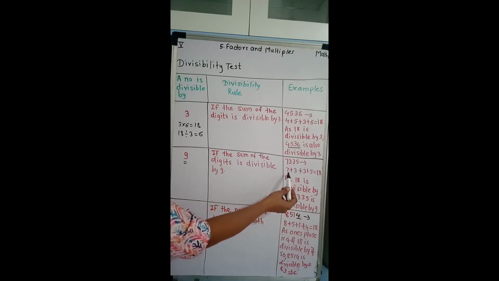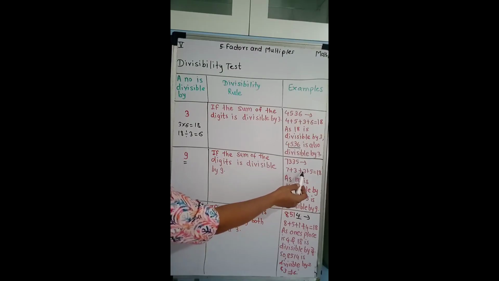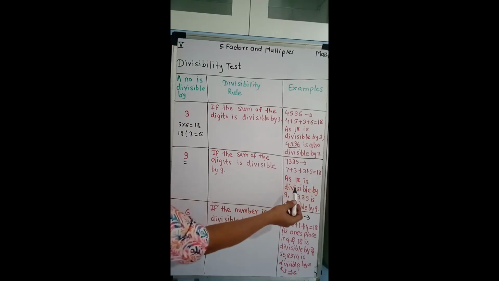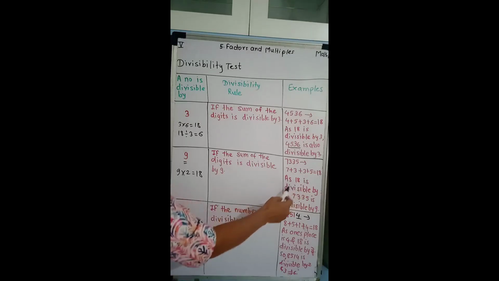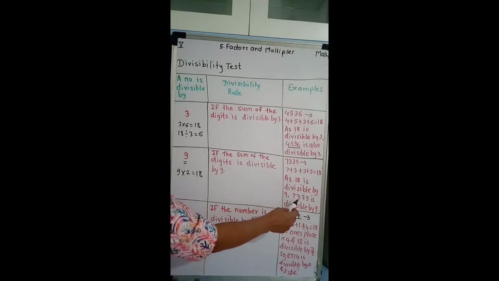Let's add these numbers: 7 plus 3 plus 3 plus 5. That is 18. Since 9 twos are 18, it is in the table of 9. As 18 is divisible by 9, therefore 7335 is divisible by 9.